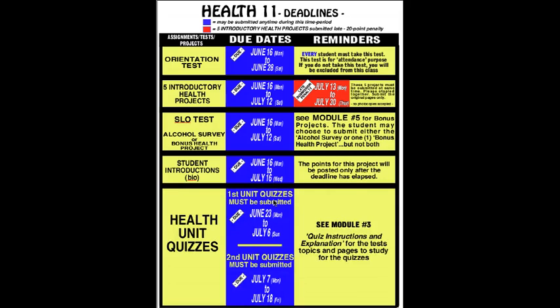Next, the health unit quizzes. The Unit 1 quizzes must be submitted within this deadline. Then there's the Unit 2 quizzes, and again you have a deadline time period in which you must submit those. The reminder simply says see Module 3, which has quiz instructions and an explanation for the test, topics, and pages to study for the quizzes.